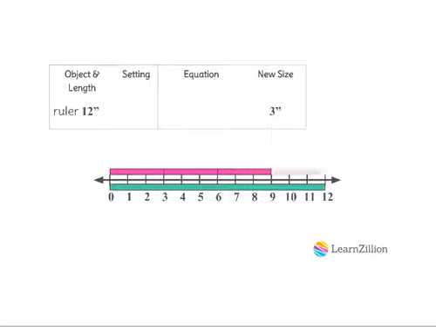Jacob notices that it would take 4 3-inch segments to reach a length of 12 inches. Each segment is 1/4 of the distance to 12 inches. Jacob would need to use a scaling factor of 1/4. He can represent that with the equation 1/4 times 12 inches equals 3 inches. So Jacob needs to set the multiplication dial to 1/4 to scale the 12-inch ruler down to 3 inches.